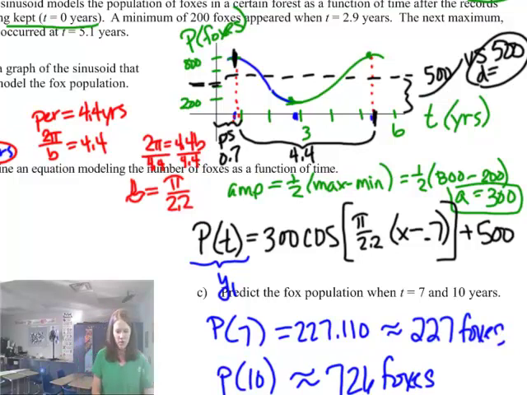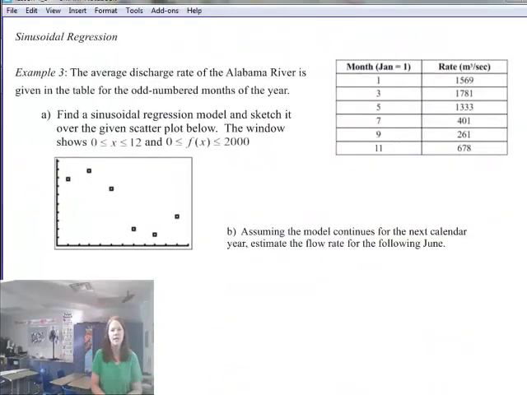Alrighty. So far so good. Two down. I think there's one more left. Okay, last one, sinusoidal regression.